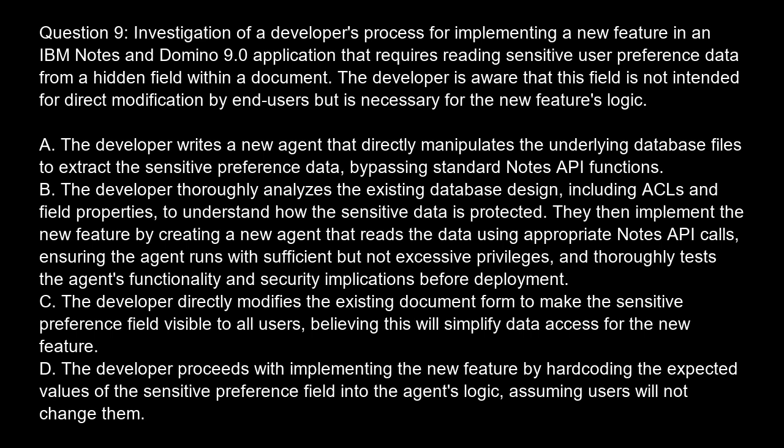Option C. The developer directly modifies the existing document form to make the sensitive preference field visible to all users, believing this will simplify data access for the new feature. Option D. The developer proceeds with implementing the new feature by hard-coding the expected values of the sensitive preference field into the agent's logic, assuming users will not change them.